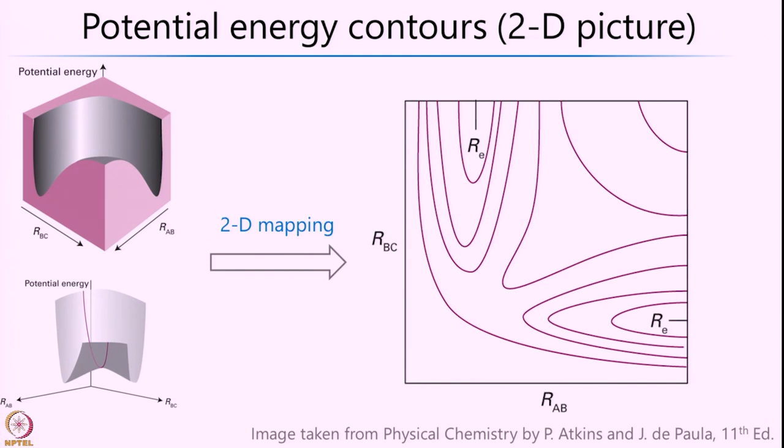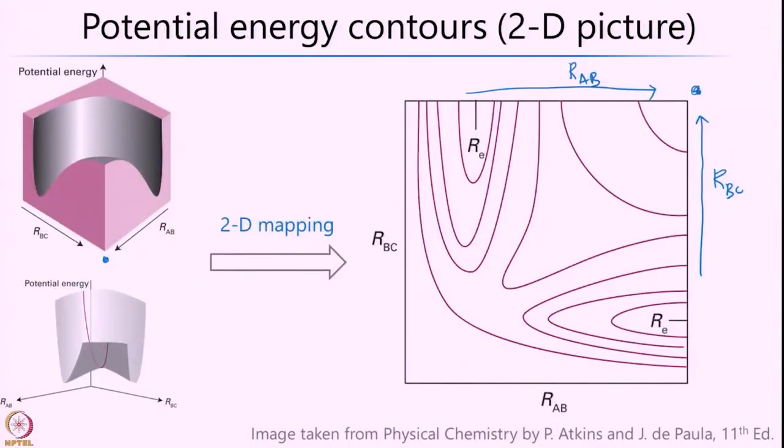Just to make that point clear: if you now look at this picture, R_AB and R_BC are pointing towards the top right hand corner, whereas in the three-dimensional potential energy surface, these two are pointing down. So you will have to take this three-dimensional potential energy surface and rotate it in such a way that the bottom corner turns to the top right corner. Then you would be able to imagine how one can go from a three-dimensional surface to a two-dimensional contour map.